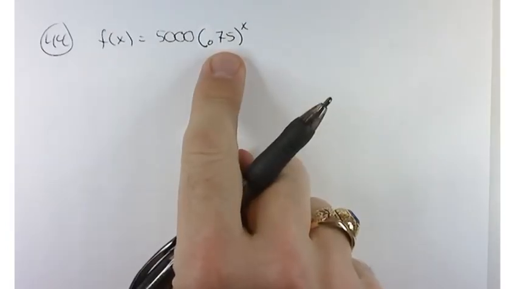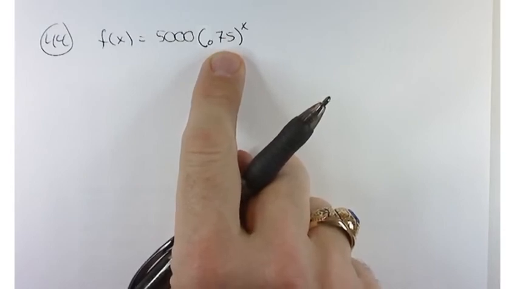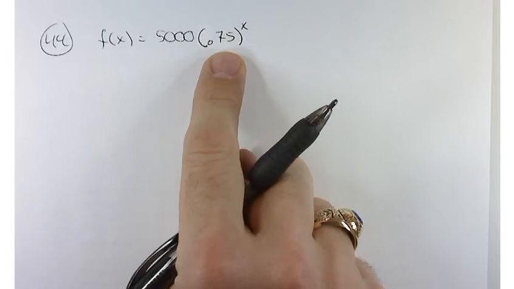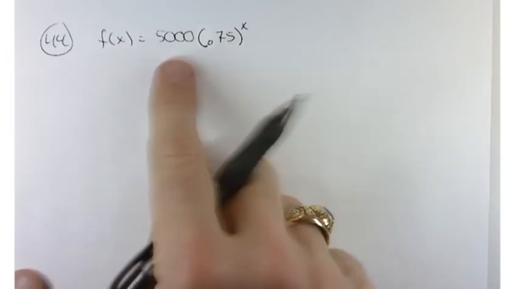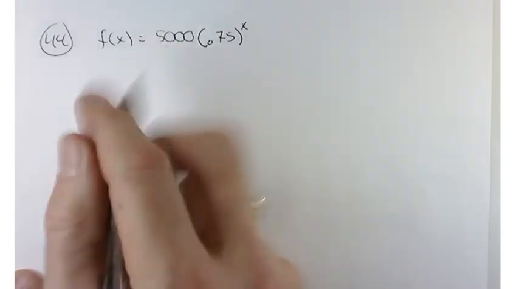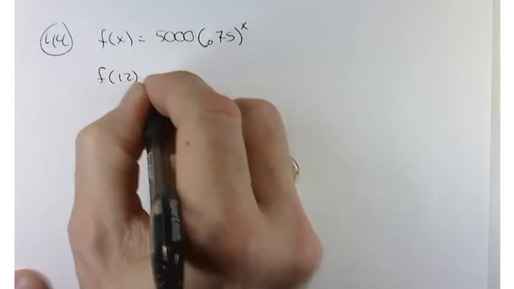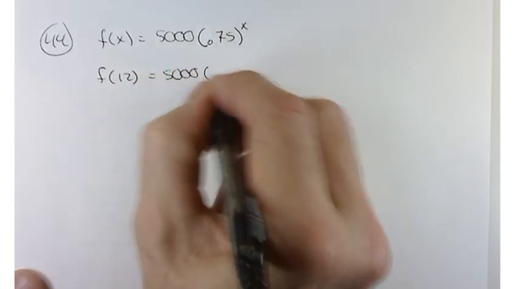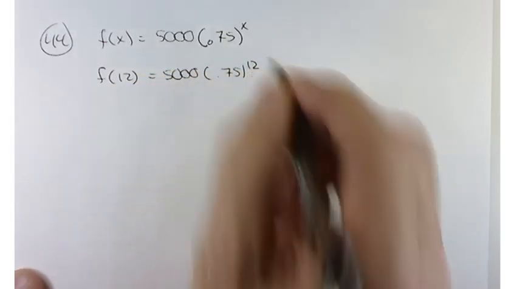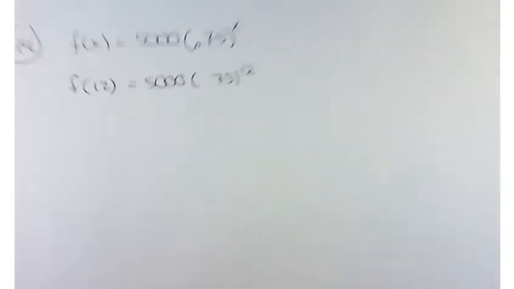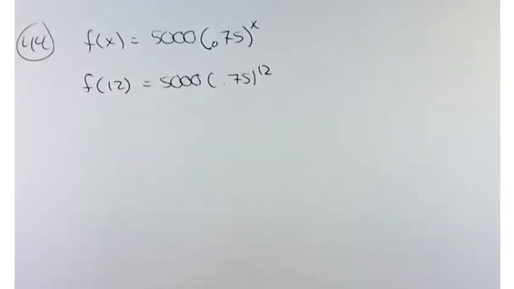Notice that the base of our exponential function here is a number that's less than 1. So instead of exponential growth, you're going to get exponential decay. Let's figure out how much this computer is worth after 12 years. So it'll be f of 12. 5,000 times 0.75 to the 12th power.